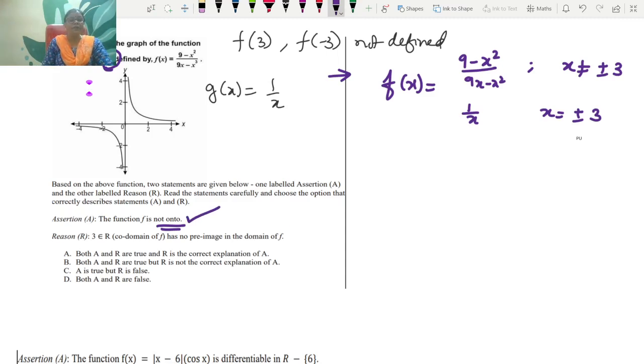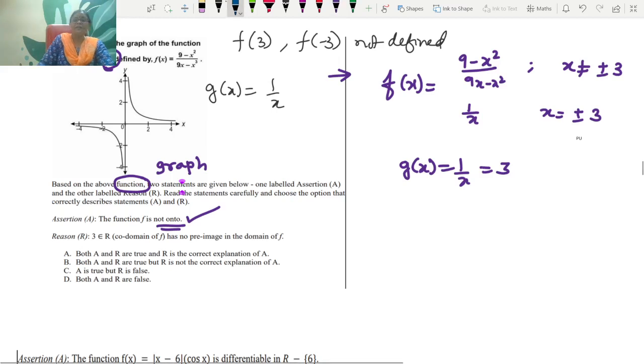Now, 3 belonging to R has a pre-image. As I said, this is a question based on the above function. It should have been above graph. It is not a function, it is based on the above graph. You have to answer this question. As per the graph, it is defined for f of 3. F of 3, that is, for some value of x it is 3. So what is that value? That is for x equal to 1 upon 3.